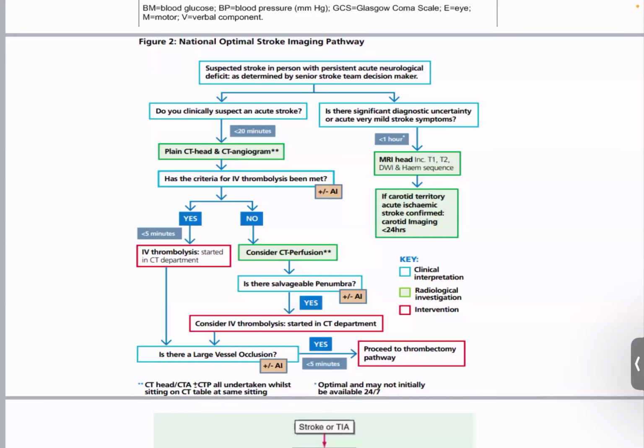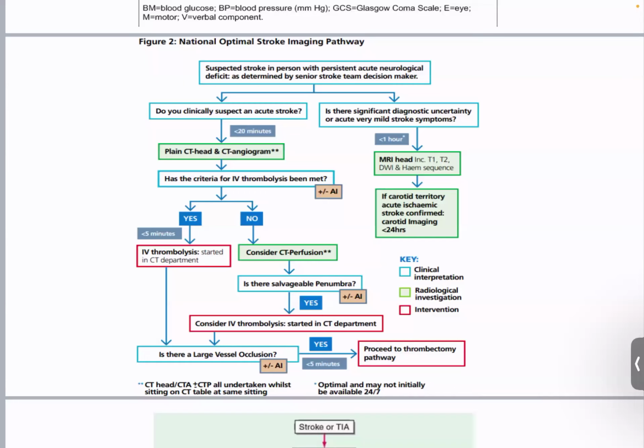Okay, so that has completed the management of stroke. Before proceeding to the last topic, which is TIA, we'll just brush through some aspects. I'll ask a few questions, and we'll discuss based on that.